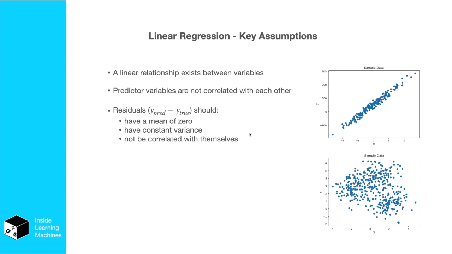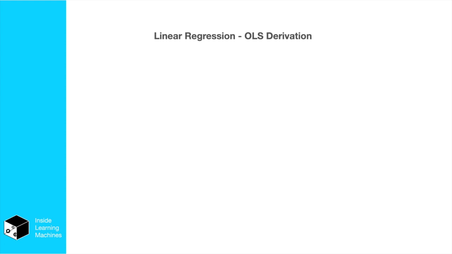So if any of these assumptions are not met, then we need to go back and rethink our approach to this problem. Perhaps we can do some data transformations in order to improve upon these results. Or in fact, we need to rethink whether linear regression is really a good fit for this problem. Let's move on now to a derivation of our solution.